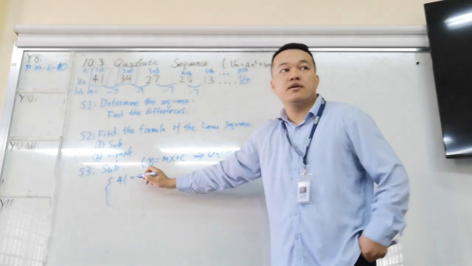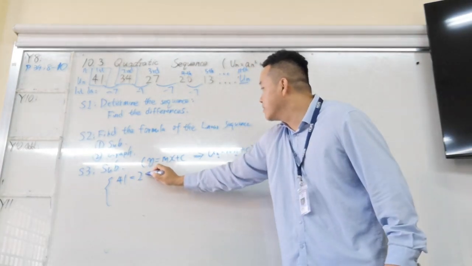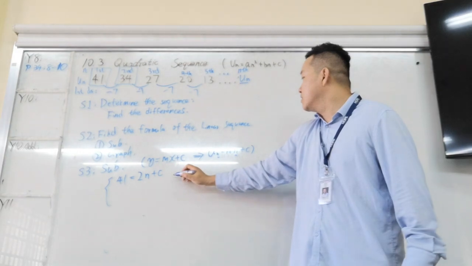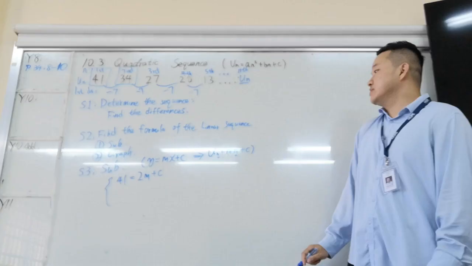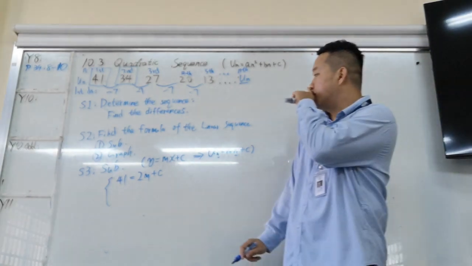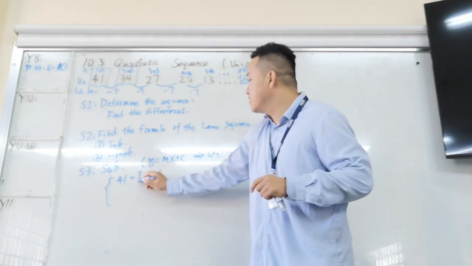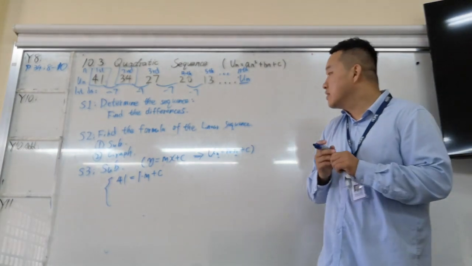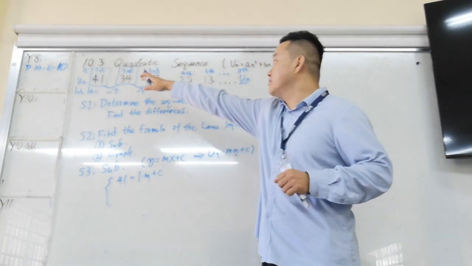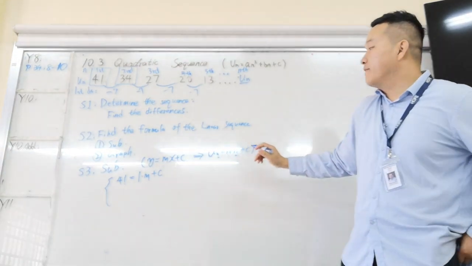41 equals n plus c. Oh, no, m plus c. Yes. m plus c. Not 2, m. 1. Just 1. 1 times m, right? What about the second one? If you plug the second point in the formula, what do you get?